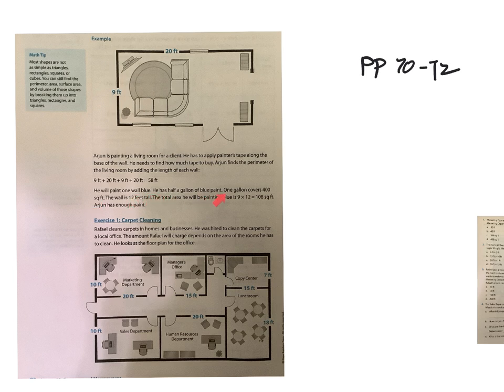So he's going to paint one wall blue. He has half a gallon of blue paint. 1 gallon covers 400 square feet. The wall is 12 feet tall. The total area he will be painting blue is 9 foot by 12. So he's painting this wall here blue. It is 9 feet long, and the height is 12 feet.